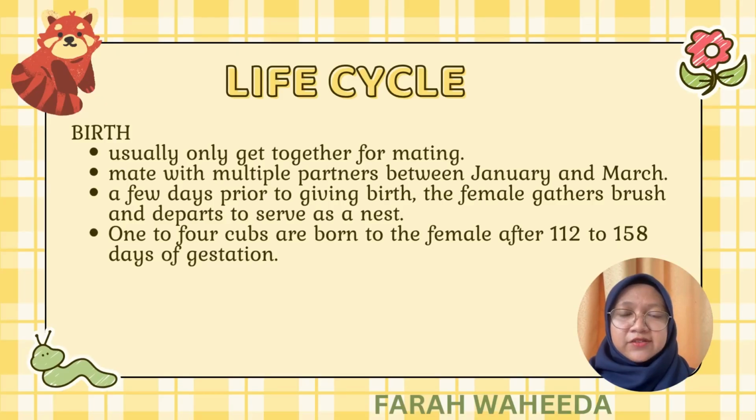The next one is life cycle. Life cycle starts with the birth. Red pandas usually only get together for mating, and mate with multiple partners between January and March. A few days prior to giving birth, the female gathers brush and leaves to serve as a nest. One to four cubs are born to the female after a gestation of 112 to 158 days.